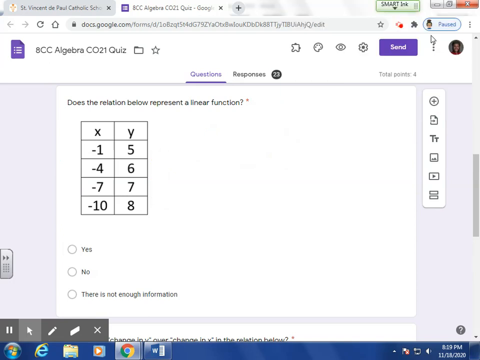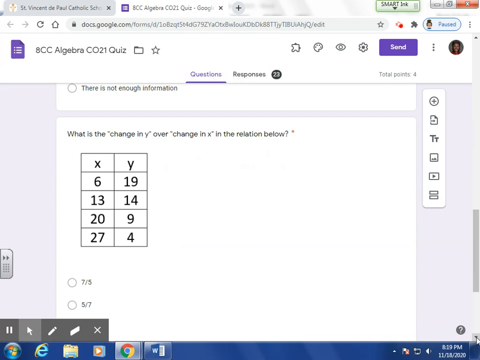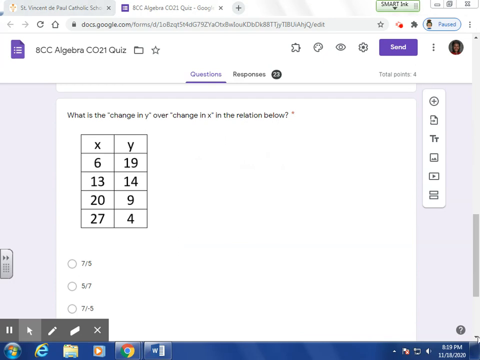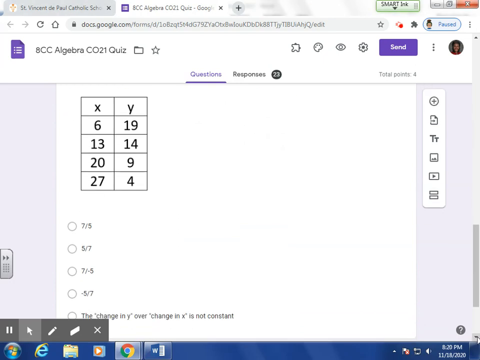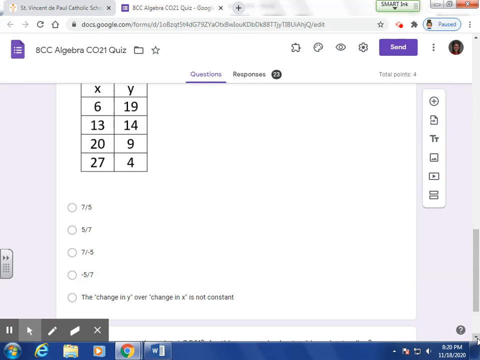And number 4, what is the change in y over change in x in the relation below? Let's see if I can get all the answers on here. I guess I can if you go like that. Okay. So looking at the change in y, 19 minus 5 is 14. 14 minus 5 is 9. 9 minus 5 is 4. 6 plus 7 is 13. 13 plus 7 is 20. And 20 plus 7 is 27. So in all of these, the change in y is -5. The change in x is +7.